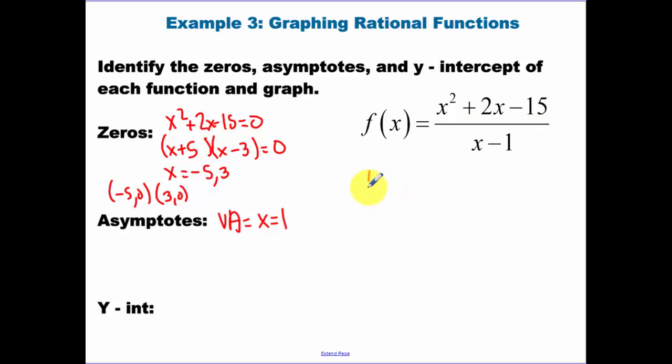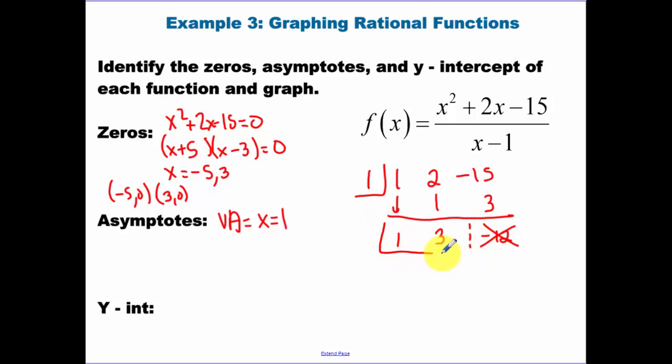Let's use synthetic division. So I put a 1 in there. We have a 1, a 2, and a -15. Bring down your 1. 1 times 1, 1. We add them. 3 times 1, that's 3. Remember, this was our remainder. We don't care about the remainder. All we care about is this piece right here. Remember, that reduced the power by 1. So that becomes our oblique asymptote. So we're going to graph the line x plus 3 as our oblique asymptote.